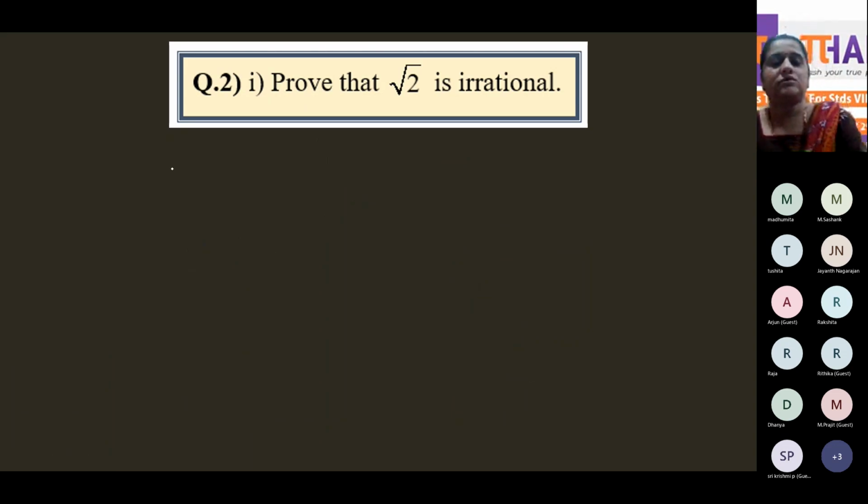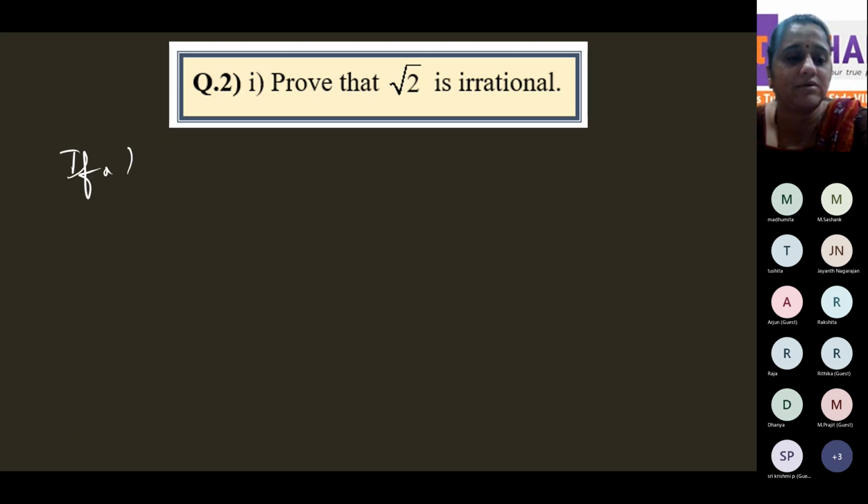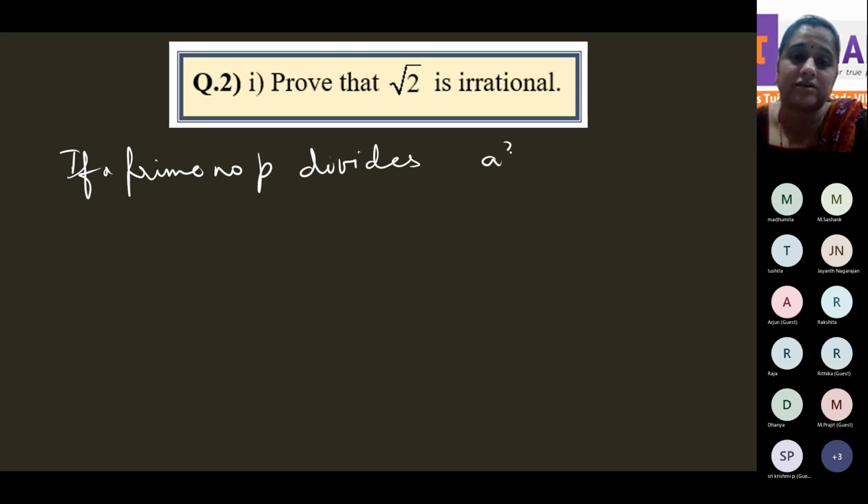Okay. So now we need to understand that if a prime number P divides a square, then P also divides A.